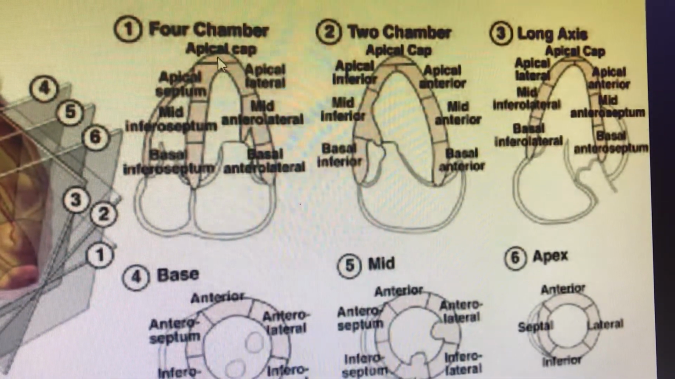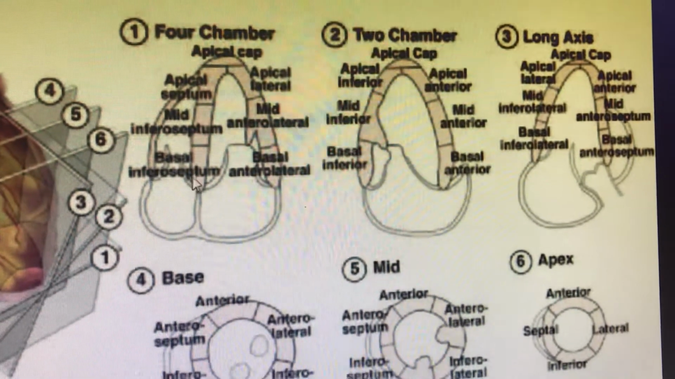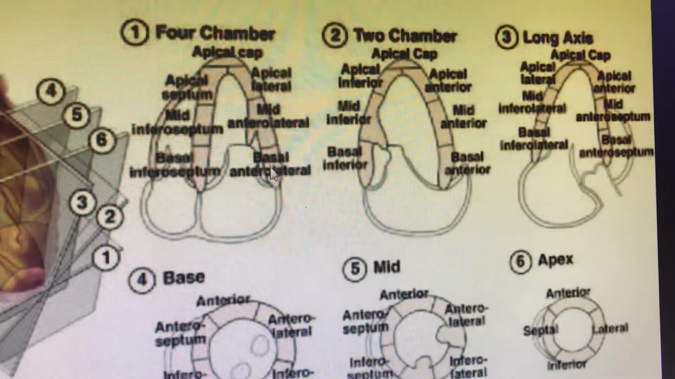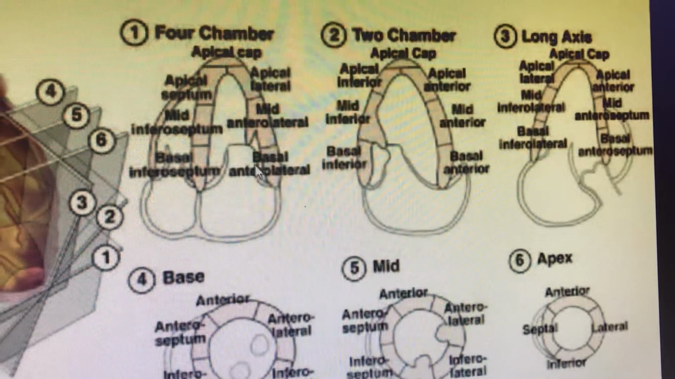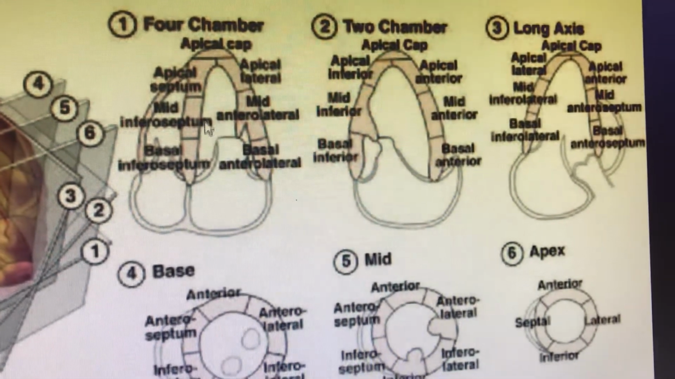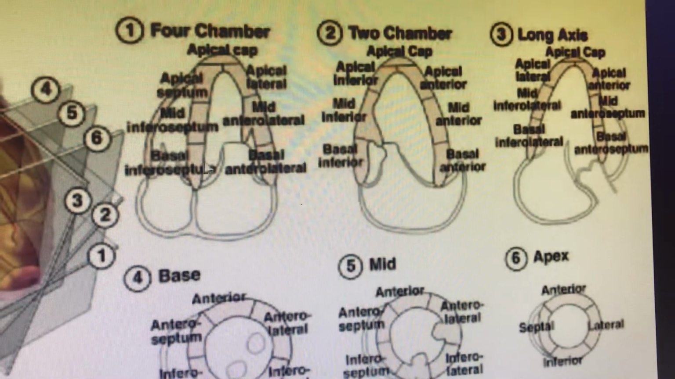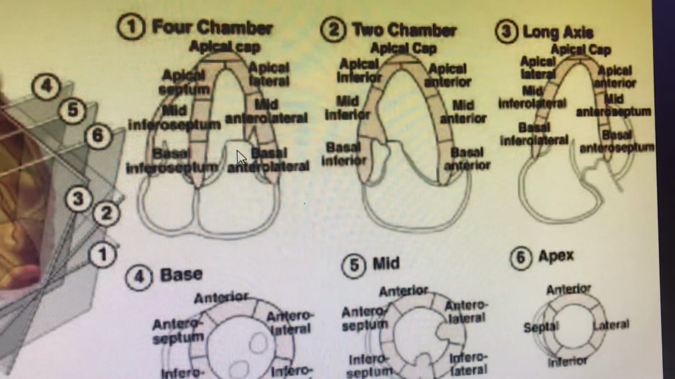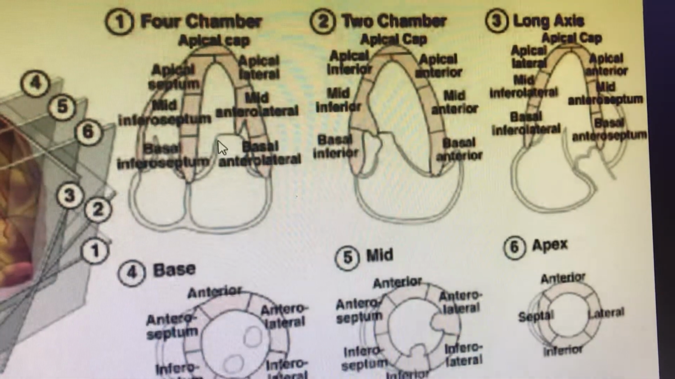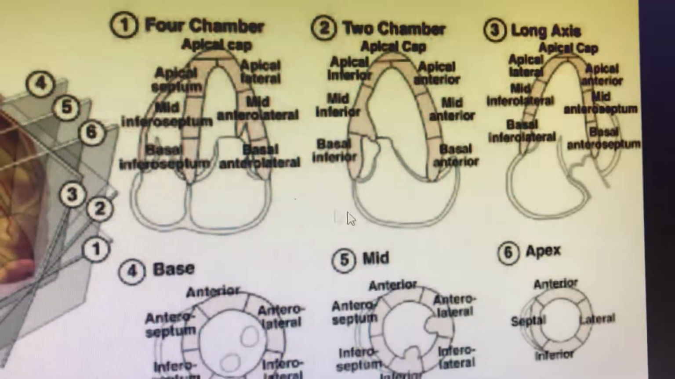Other than that, the apical, the lateral wall, and the septal wall are easily seen. The anterolateral and basal anterolateral, and some part of the anterior part, are also seen. Some part of the inferior part is also seen, but predominantly it is the lateral, anterolateral, septal and inferoseptal. So mainly the posterior and inferior parts of the segments are not visualized correctly.